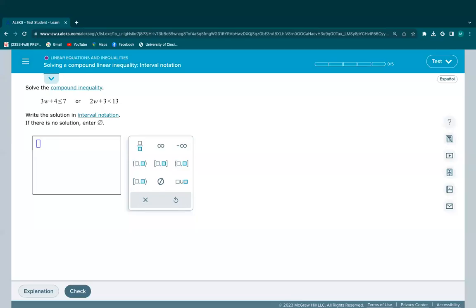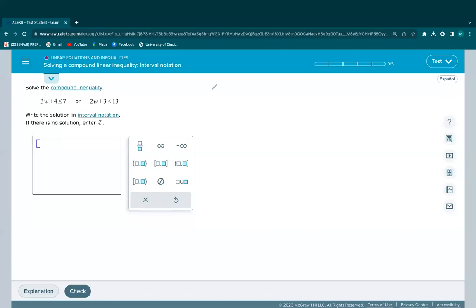All right, so solving a compound linear inequality, and we're going to use interval notation. So we might need to review that a little bit. We are going to start by writing the problem. So solve the compound inequality. Compound just means that we have two of them, or there's two parts to it.